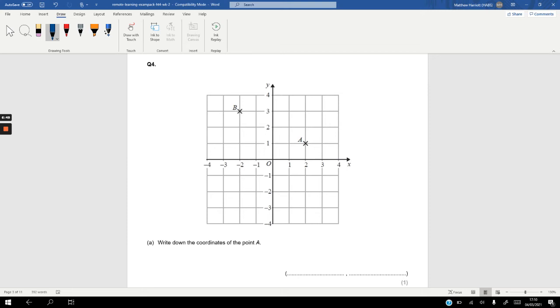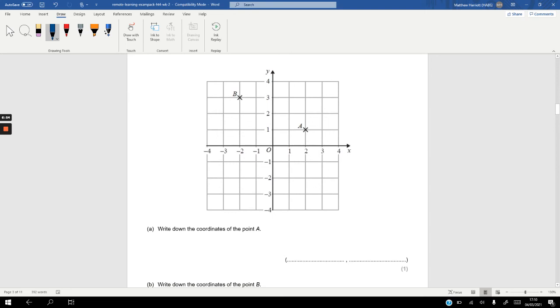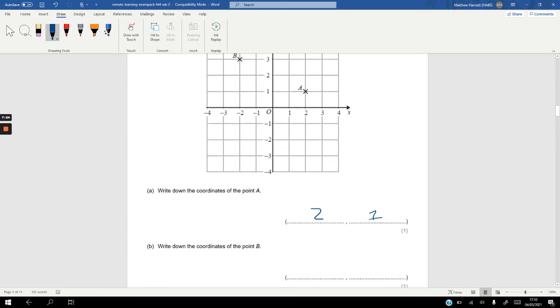Now, this question might be quite hard for you to do, and I appreciate that, but hopefully most of it you can do quite easily. You might have to draw a grid, but you want to write down the coordinates of A. We go along the corridor up the stairs, so it's x before y, so it's 2, 1 for A. Write down the coordinates of B. It's -2, 3. We always do the x direction first.